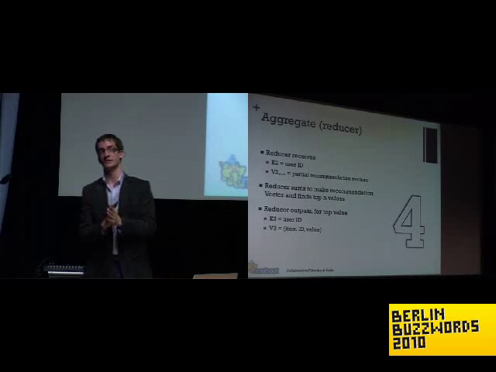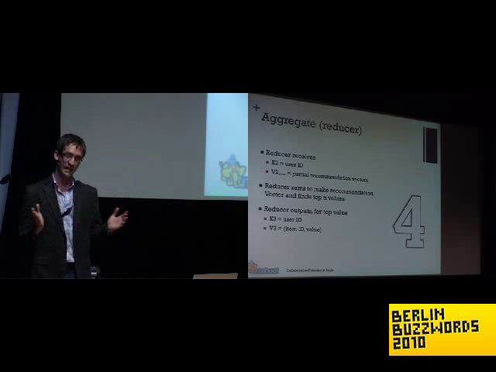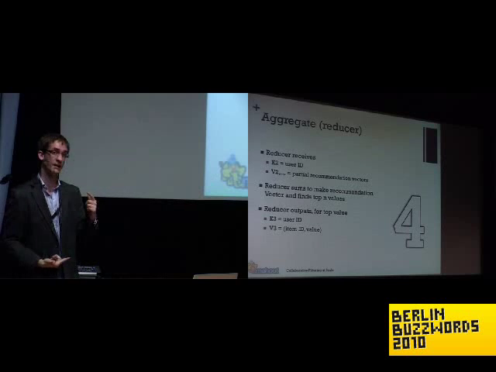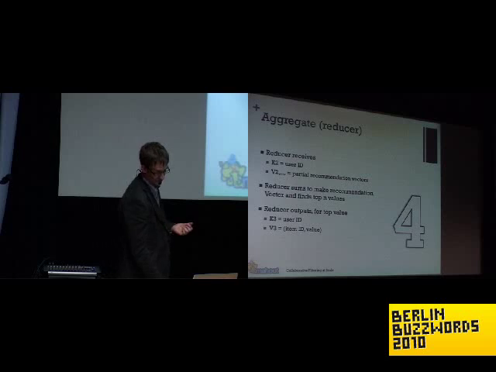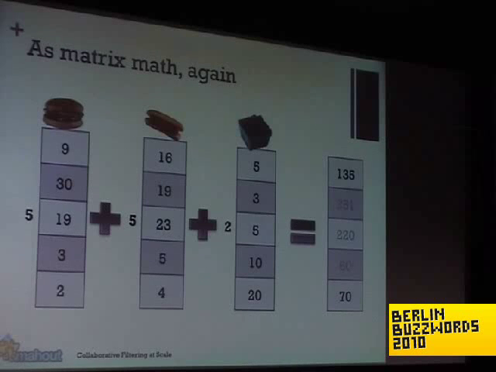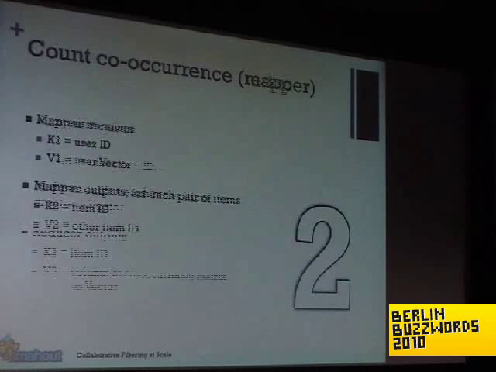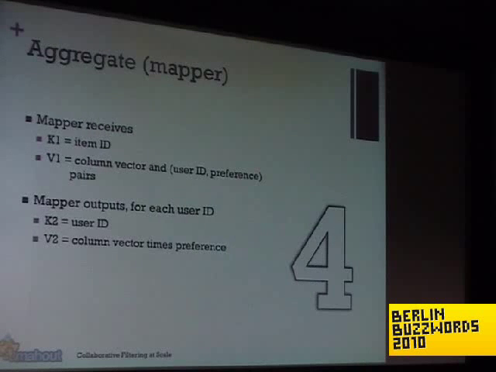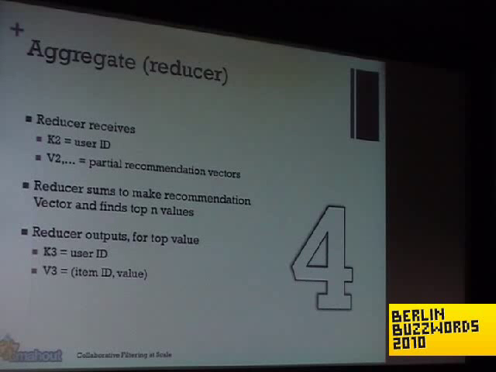The reducer collects those together. Again, they're keyed by user, adds them together, and that's the final recommendation vector. And from there, it's simple to compute recommendations. So step four is doing this sum to get that final vector. From there, it simply computes the recommendations, and that's it. Now, the details aren't necessarily terribly important or interesting right now.